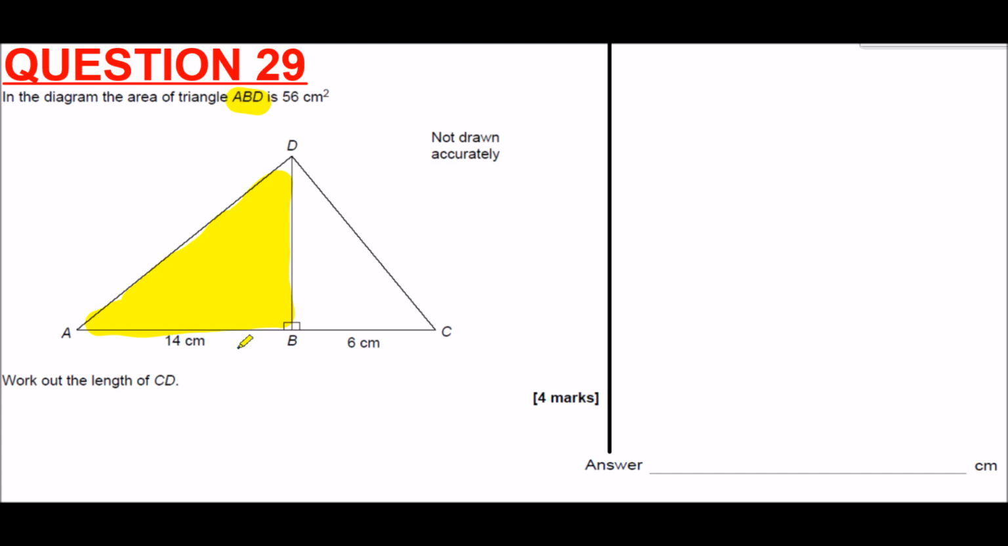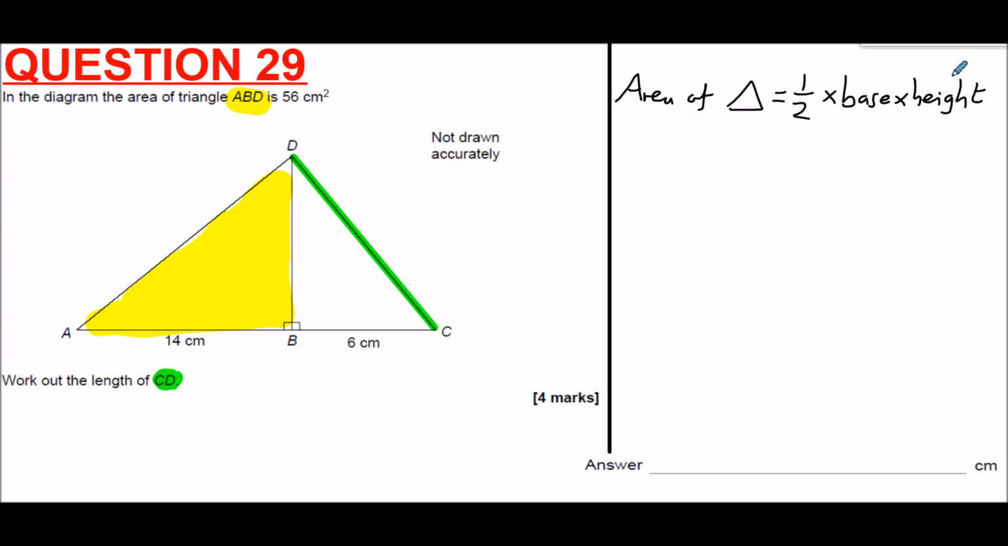We're told to work out the length of CD, so what we're wanting is to work out CD on the other side, which is this one here. So, area of a triangle. Well, what we need to remember is how we work out the area of a triangle. So, you need to recall that the area of a triangle is half multiplied by the base multiplied by the height. So what we can do is put into this equation what we have been told.